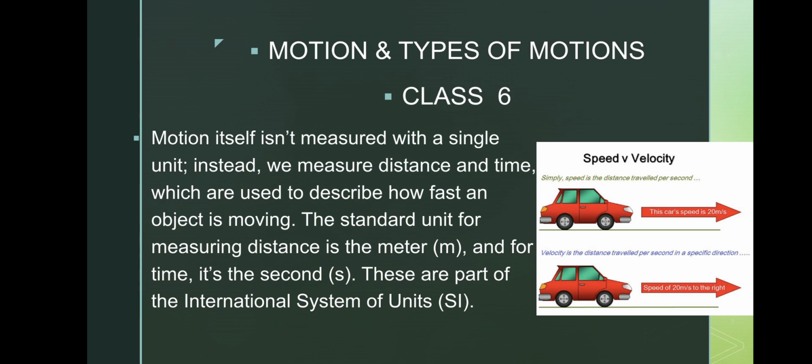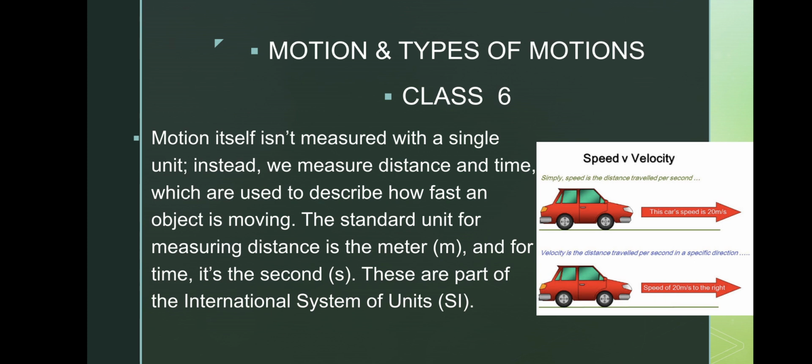Motion itself isn't measured with a single unit. Instead, we measure distance and time, which are used to describe how fast an object is moving. The standard unit for measuring distance is the meter, and for time it is the second. These are part of the International System of Units, SI units.